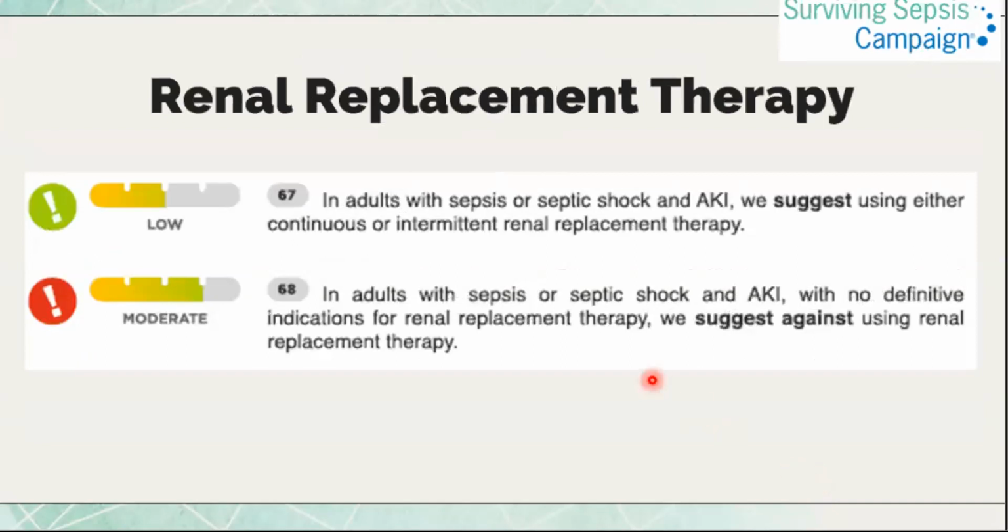In adults with sepsis or septic shock and AKI, we suggest using continuous or intermittent renal replacement therapy. In adults with sepsis or septic shock and AKI, with no definitive indications for renal replacement therapy, we suggest against using renal replacement therapy.